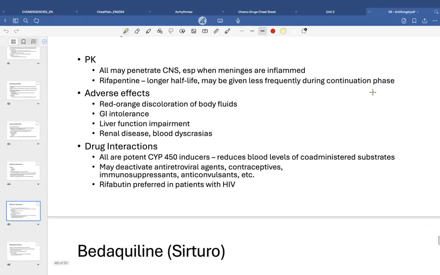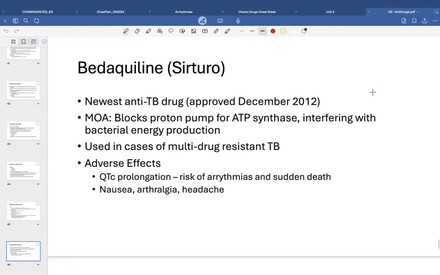Bedaquiline, or Sirturo, is a newer drug, approved December 2012. When I say newer, really between the first line agents, isoniazid was really for 50, 60 years the only option. Quinolones came along, and then this newer agent. Basically, this is still considered a second line agent for multi-drug resistant TB. It works by blocking the proton pump ATP synthase. I think there's a black box warning on this drug.